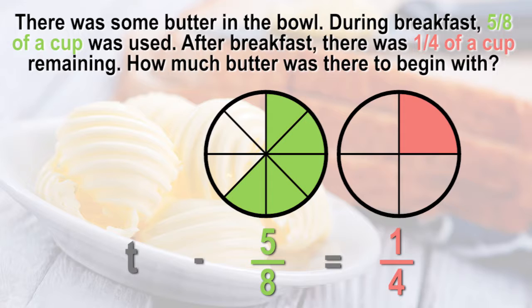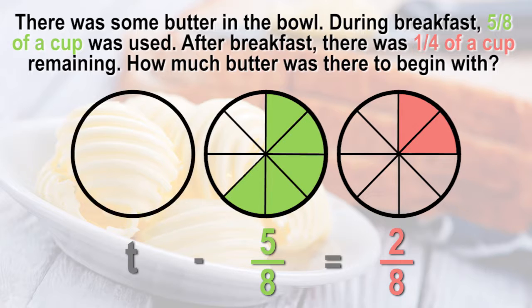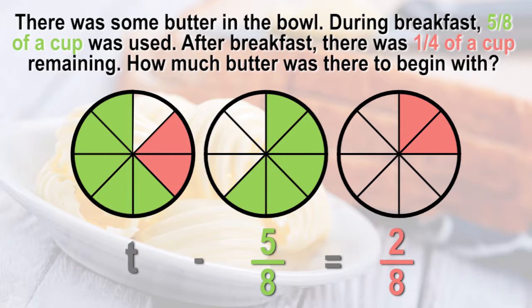The denominators need to be the same in order to solve. 1 of the 4th sized pieces is equal to 2 of the 8th sized pieces. 1/4 is equivalent to 2/8. The equivalent equation is T subtract 5/8 equals 2/8. The answer is found by combining or adding the two amounts. 5/8 plus 2/8 equals 7/8. There was 7/8 cup of butter to start with.